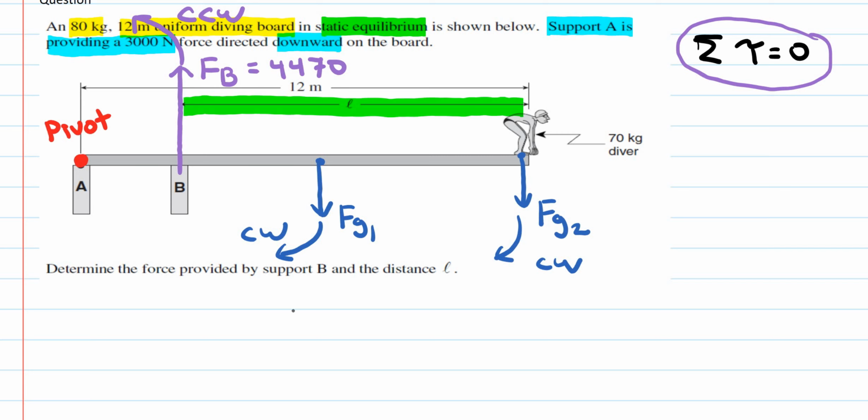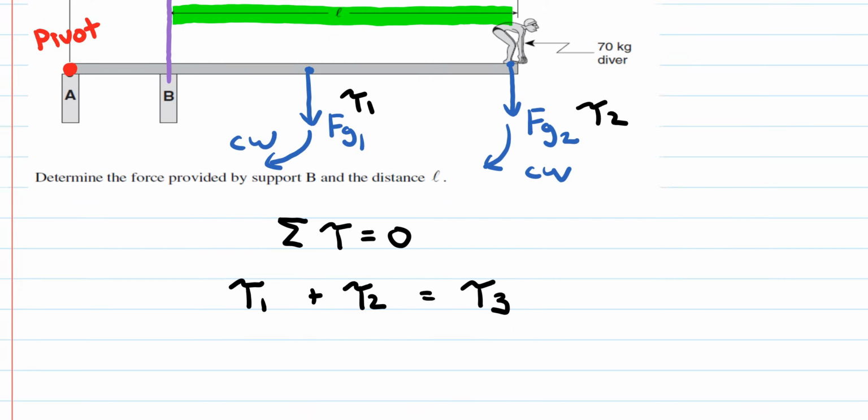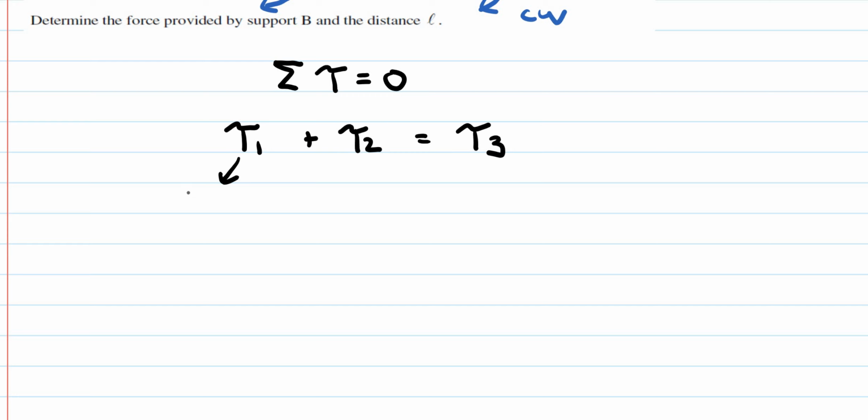So let's go ahead and set up our torque expression here. The sum of the torques at the pivot is equal to 0. So we have a torque 1, and this is torque 2. Those two torques are going in the clockwise direction, and in the counterclockwise direction, that's going to be torque 3. Okay, the general formula for torque is force times the distance. Now, there's no angles in this particular question, so that's good.